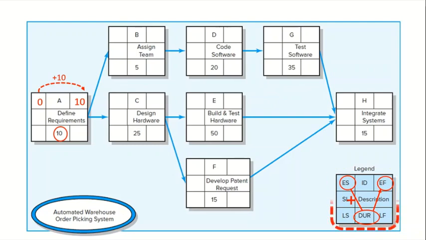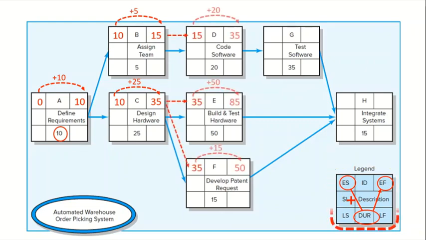Next, we see that A is the predecessor for B and C. Therefore, the earliest B and C can begin is the instant in time when A is complete. This time is 10 days. Using the formula, the early finish or EF times for B and C are 15 and 35 days respectively. Following the same process of moving along each network path, the early start and finish times for selected activities are calculated.